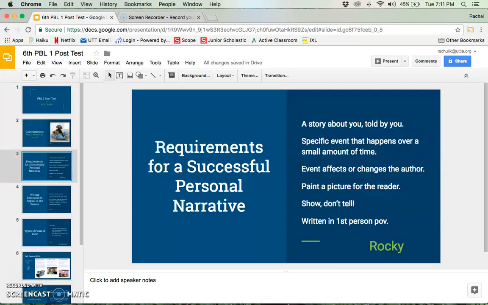And then it's always written in first person point of view. And as you can see right here, the first clue word for Moose's name is Rocky.